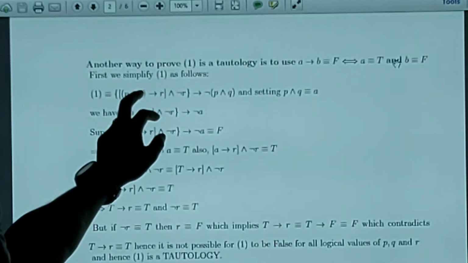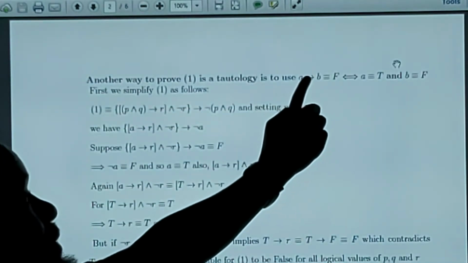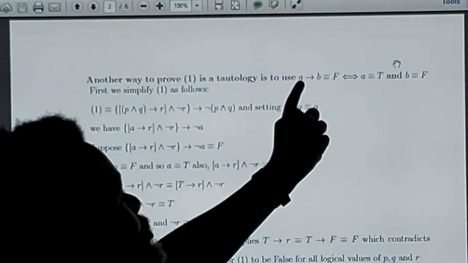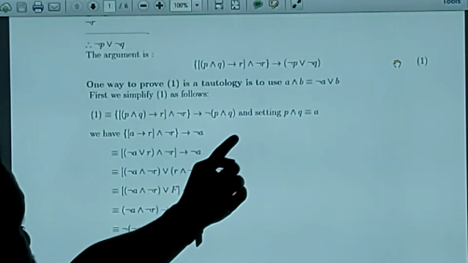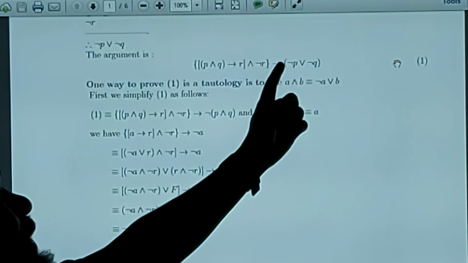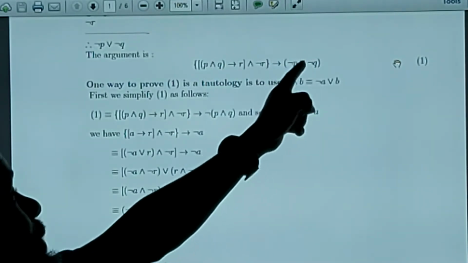Okay, that to prove this a tautology, we use this, that A implies B is false only if A is true and B is false. Okay, so then you go through this. You just simplify because you notice the argument you have was, what was the argument? The argument was telling you that you have this, and this is the same as you pull out the negation, you have P and Q, so this is just P and Q.